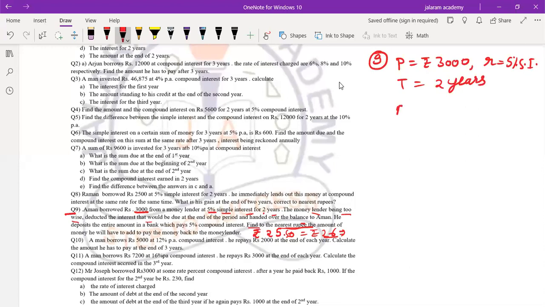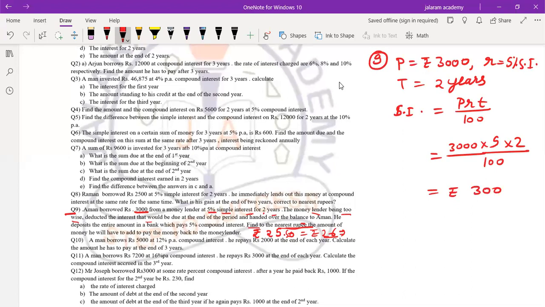So find the simple interest, which is PRT upon 100. Now principal is 3,000, rate of interest 5, time is 2, over 100. So these zeros will be cancelled out, 3 times 100, and we get 300. Rupees 300 is the simple interest.